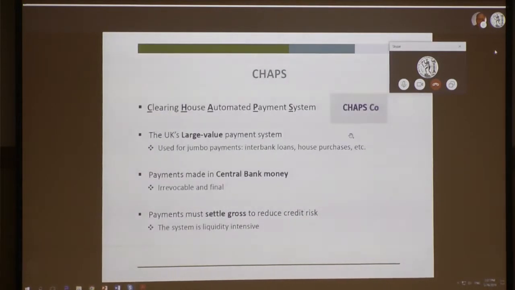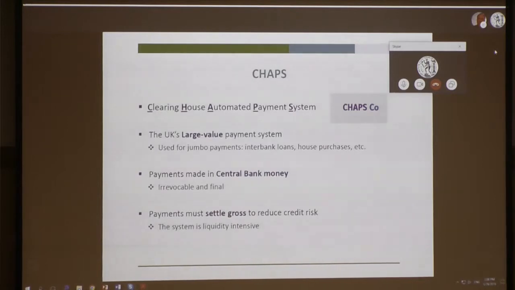Now, let's zoom in on CHAPS, this large value payment system that I just mentioned. This is a system where major banks participate and use it to make payments to one another, right? These large payments could be, for example, interbank loans, when one bank borrows from or lends money to another bank, or payments to facilitate house purchases. Anything that involves a very large payment. The important thing about the system is that all of the payments are made using reserves. In other words, they're made using central bank money. And for this reason, any payment made through that system is irrevocable and final, right?